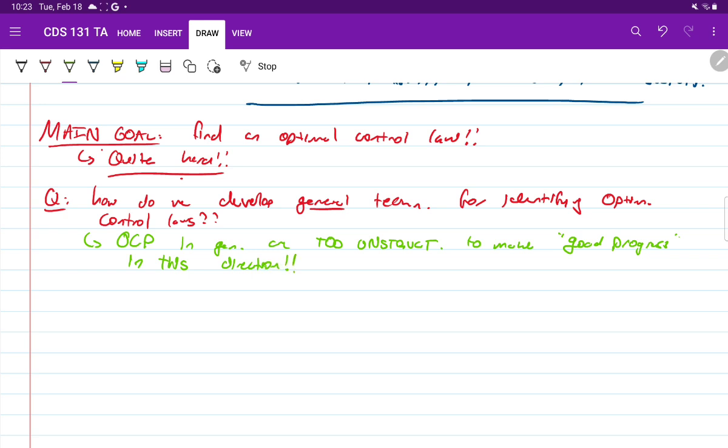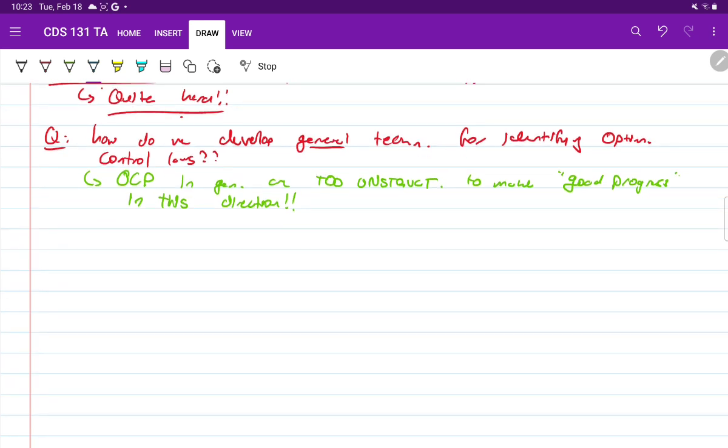Okay? So what I'm going to do is add a little bit more structure to both the system and the cost function, and then we'll see how we could develop some general techniques that fall out naturally from these. So what structure are we going to add? Well, there's some classic structure that we always like to add, right?